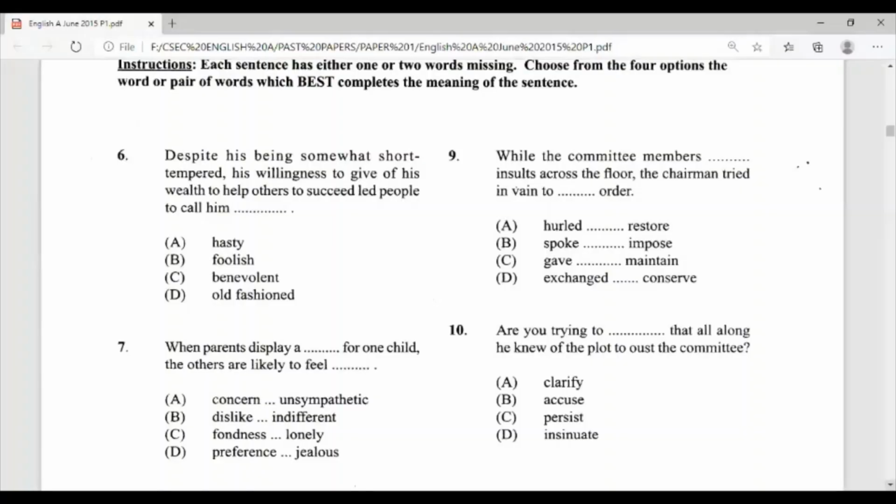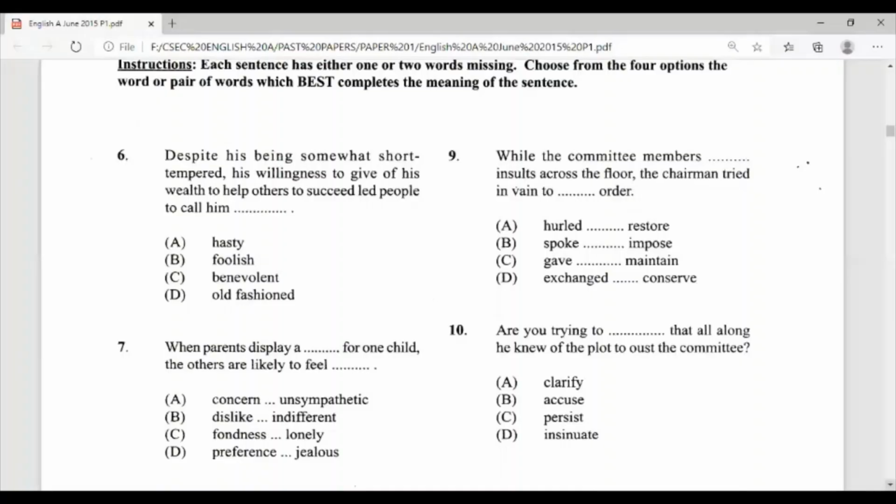Despite his being somewhat short-tempered, he's willing to give of his wealth, meaning riches. So he's quite okay with sharing his riches to help others to succeed, which led people to call him. To be willing to give of your riches, your money, means you're kind. Of all the options there, we're going to choose C because benevolent means kind.